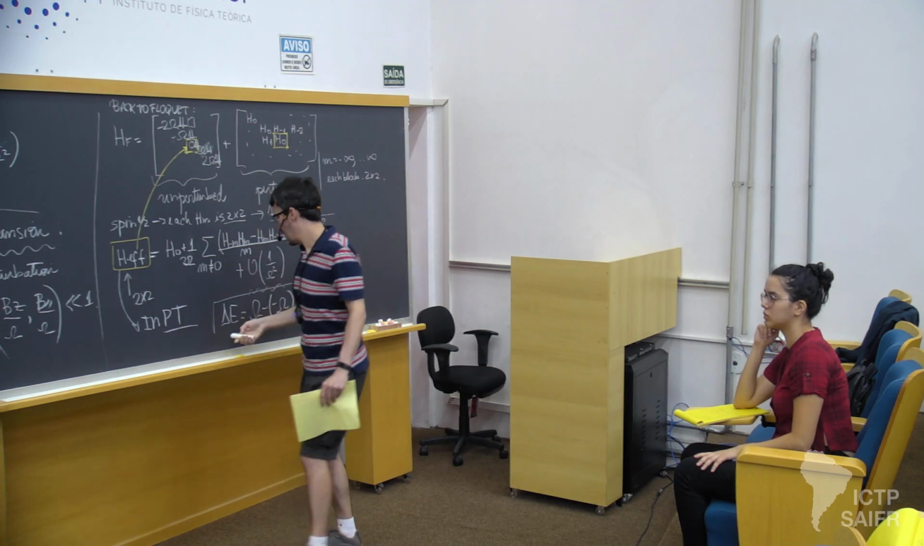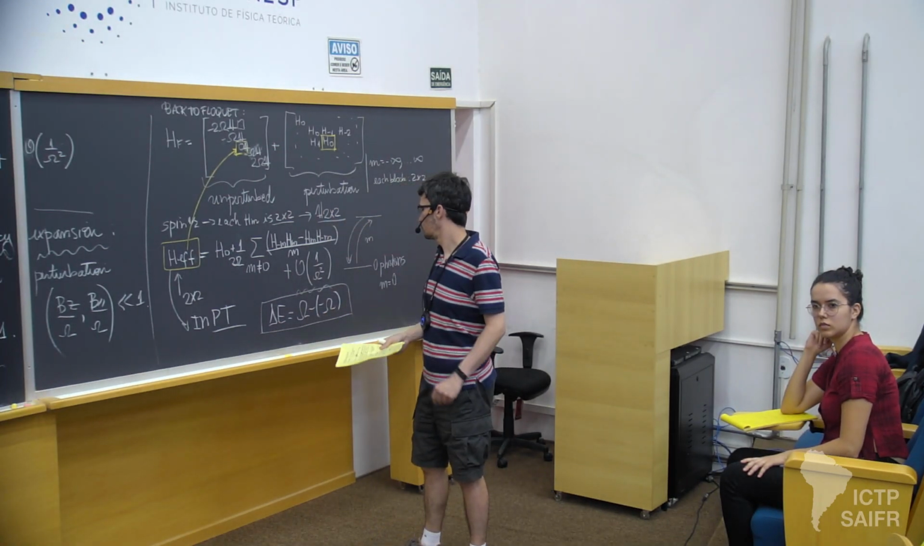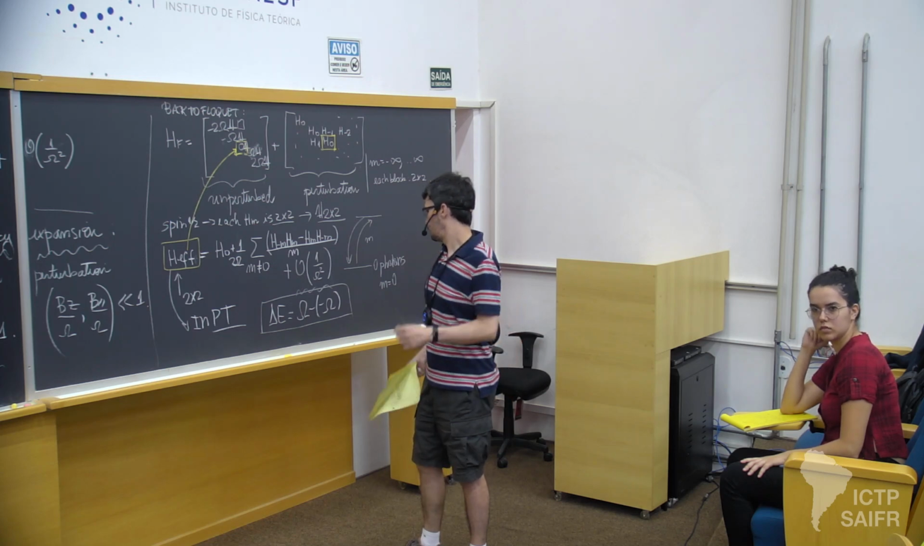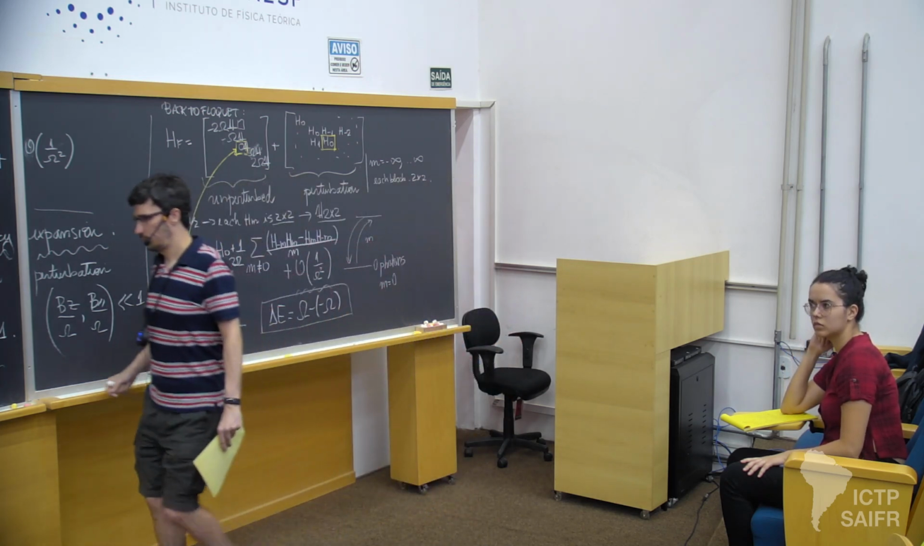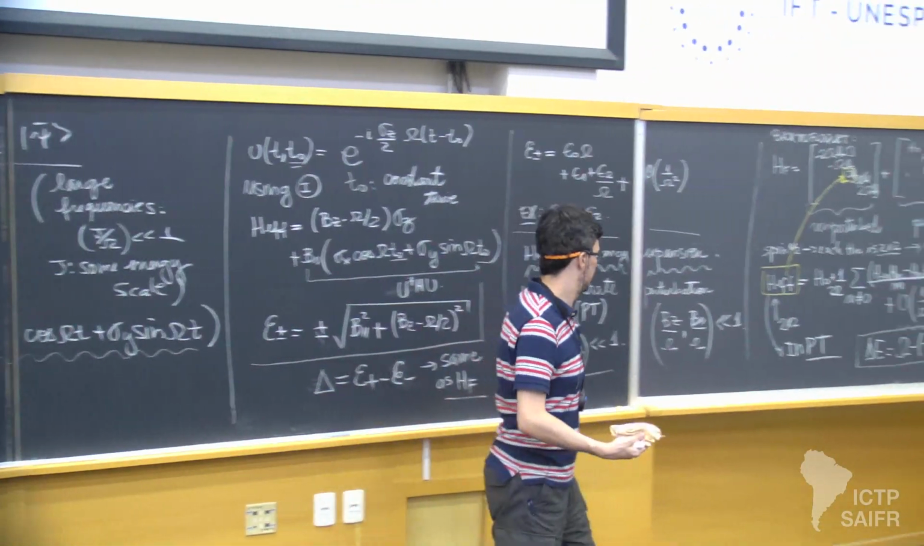Yeah, we can discuss this half later. The half is there because you are summing positive and negative, so you have the same term twice. Yes, that's right.